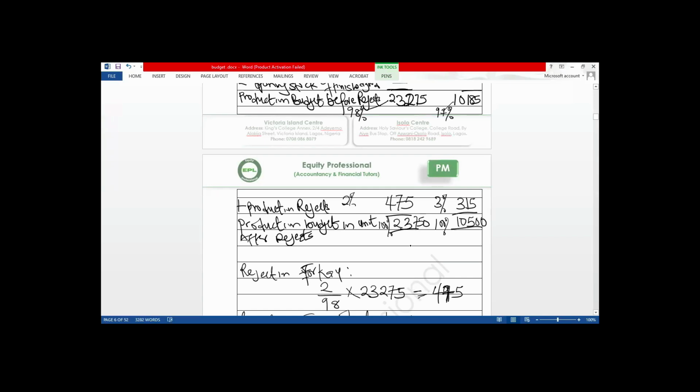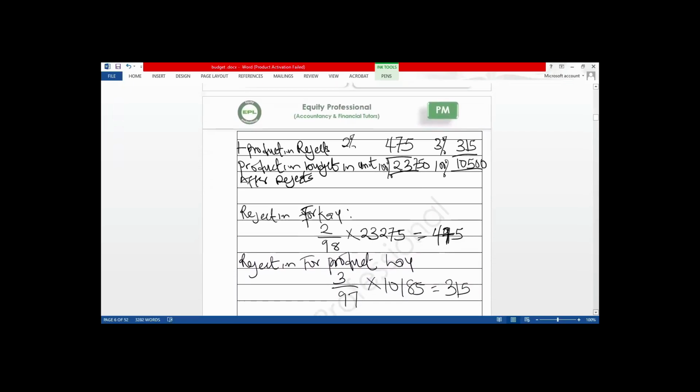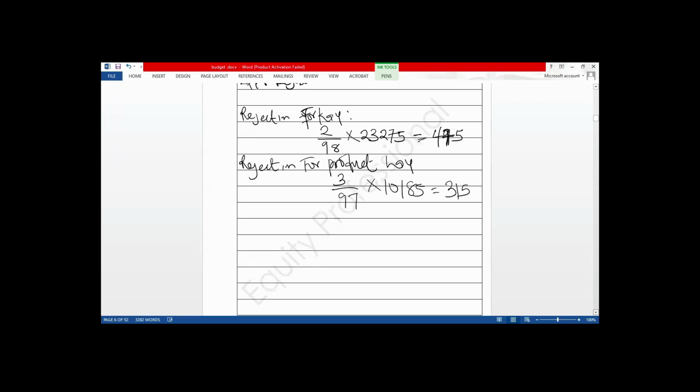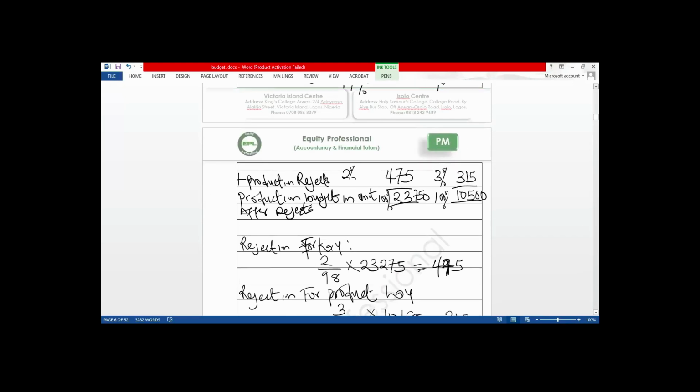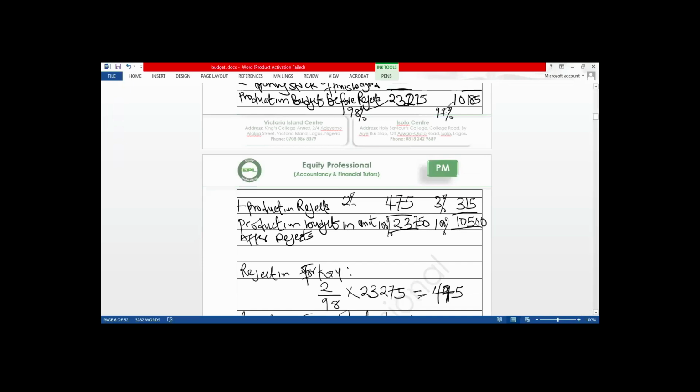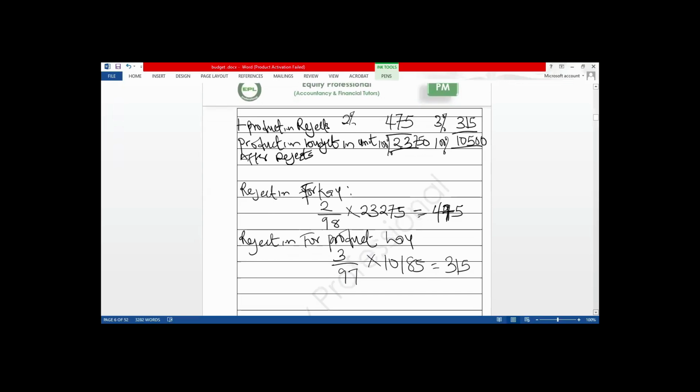That means the company will have to produce for product K 23,750 units, while for product Lay, we have to produce 10,500 units. You are done with your production budget. Any question, please? If there is no question, we can look at the next one.